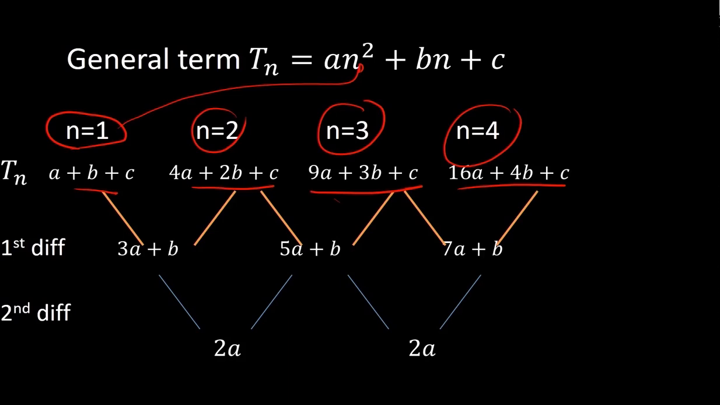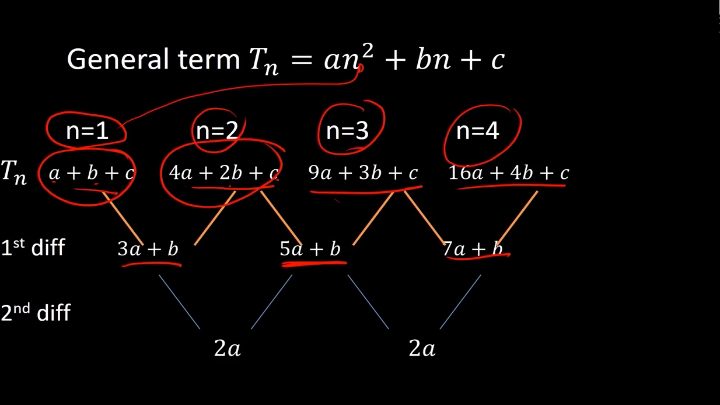Now the first difference, if I take term 2 minus term 1, I see that the first term in the first difference is 3a plus b. So it's literally 4a plus 2b plus c minus a minus b minus c, and you end up with 3a plus b. Similarly, if you look at term 3 minus term 2, you'd get a second term in the first difference as 5a plus b, and then a third term of 7a plus b.